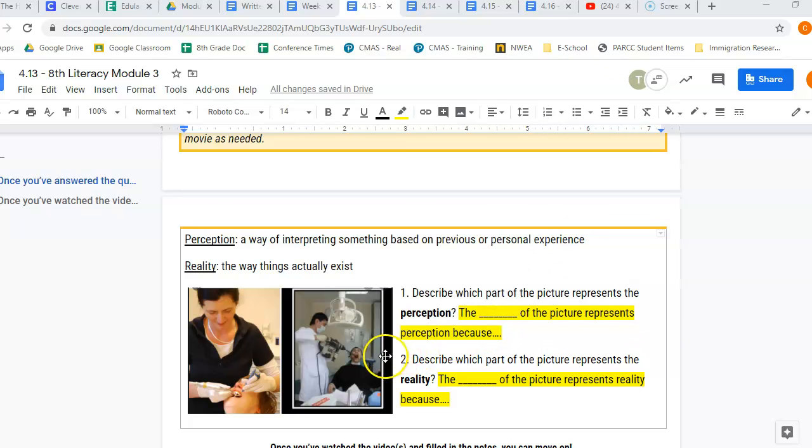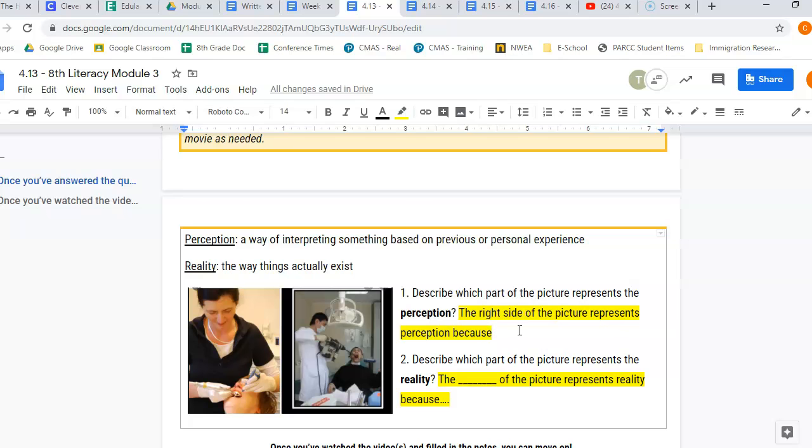All right, so when I look at this picture, obviously when you go to the dentist's office, the reality is you will never see a dentist with a massive drill used for construction to drill into someone's mouth like the picture on the right side. So if I'm completing this, I'm going to make sure that I say the right side of the picture represents perception because, like I said earlier, a lot of people have fear around going to the dentist, so that creates the perception that something awful is going to happen at the dentist.